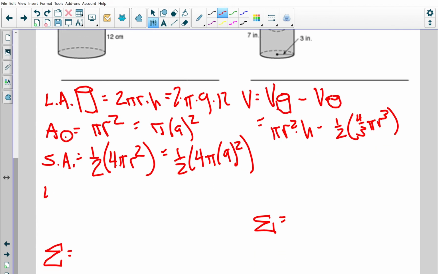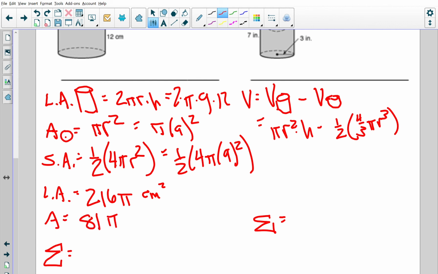So the lateral area, 2 times 12 is 24. And 24 times 9 is 216 pi. I'm going to leave it as pi. And these are all square centimeters. The area of the circle is 81 pi.